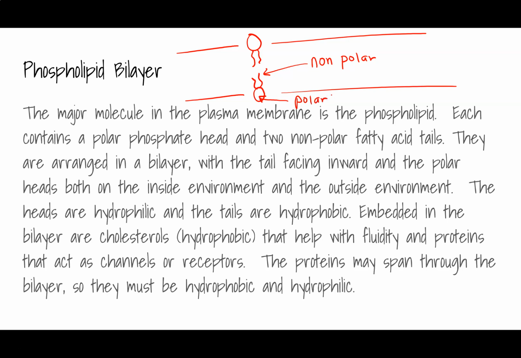So for a cell, the polar end, either on the inside or the outside, is in contact with fluids. The hydrophobic tails, not so much. But inside of that tail area, there may be cholesterols, and they're a ring structure. I'll put a C for cholesterol, and they're going to help with keeping the fluidity of this membrane as temperatures get a little bit colder.